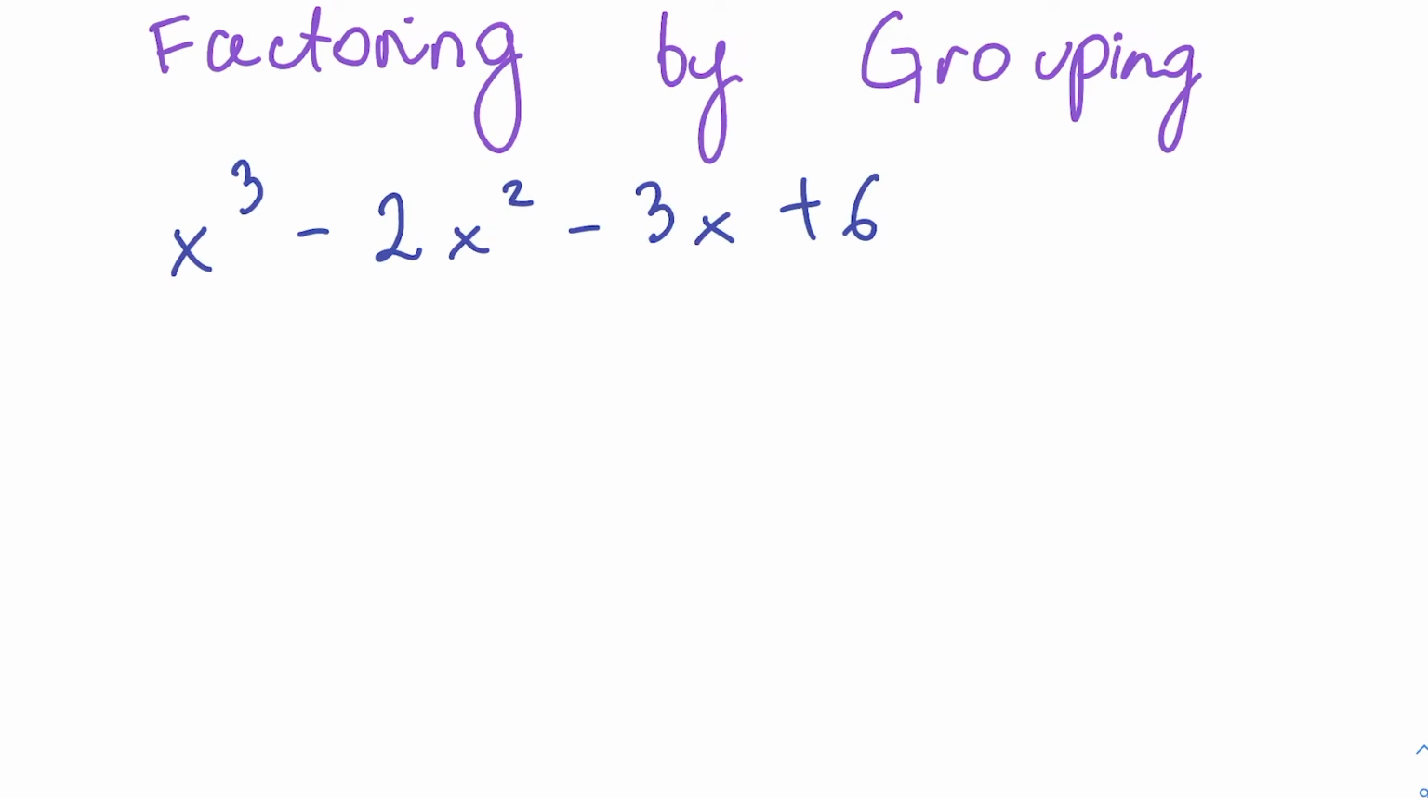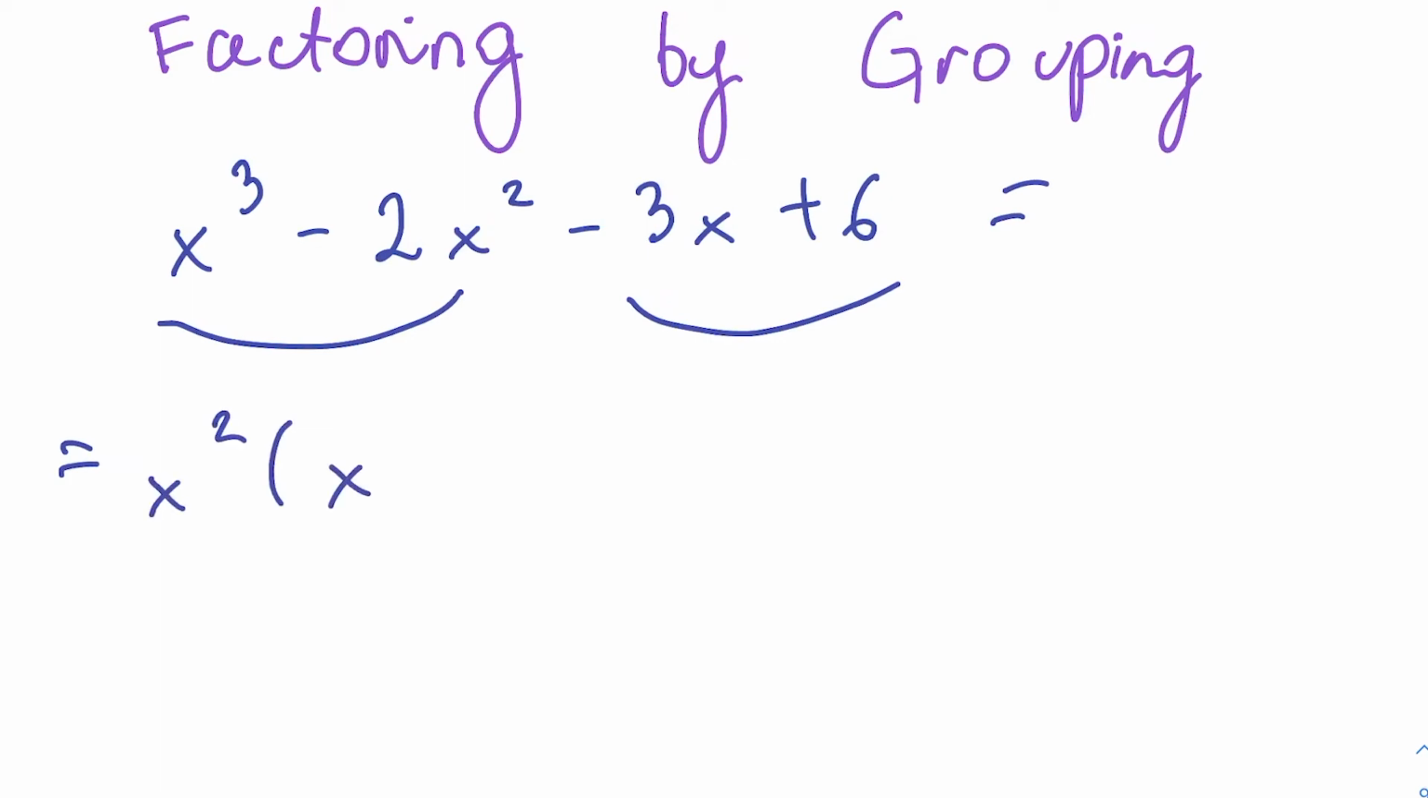So what we would do here is group the terms. We would group these two terms together and these two terms together because they are one power off of each other, right? And we can also factor out things. When we group x cubed and negative 2x squared together, you can factor out x squared, so you have x minus 2. And in this case, you can factor out negative 3, and you'll have x minus 2, right?